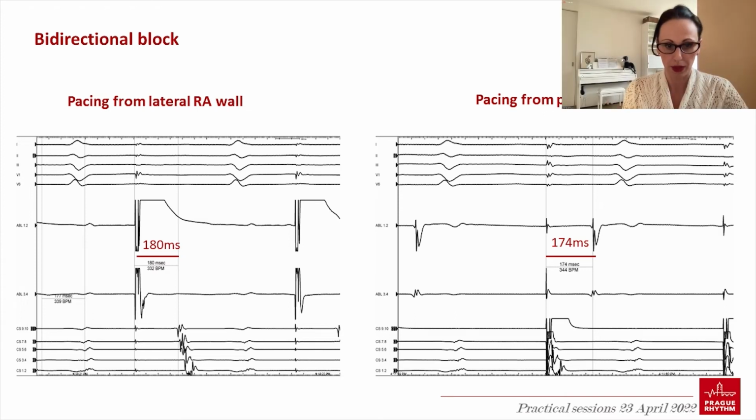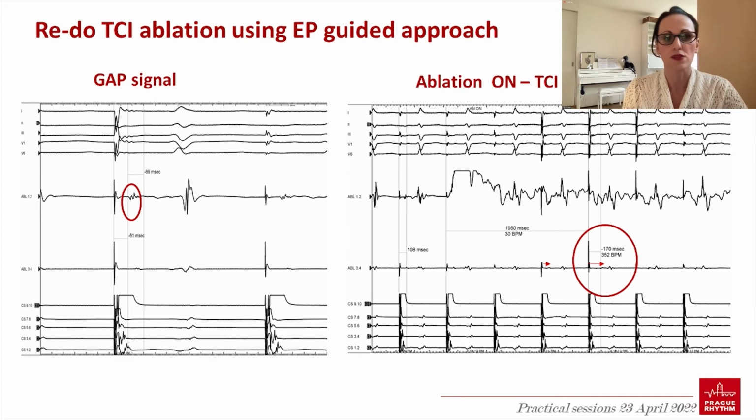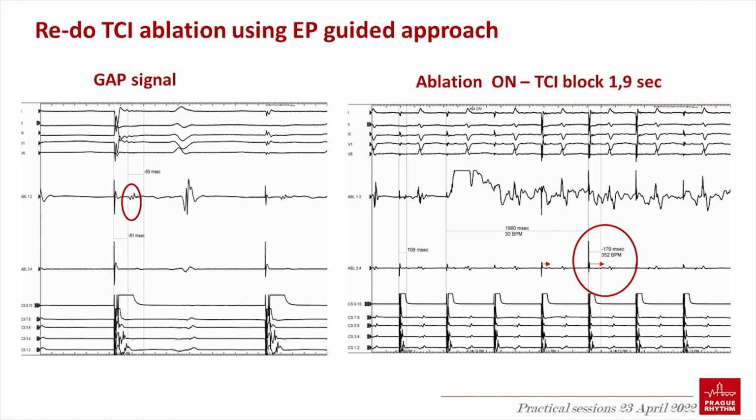Stimulation from septal part shows block, but pacing from the low right atrium results in a shorter interval, as you can see here, and it's because of slow conduction in the lateral septal direction. In case of bidirectional block, both intervals are almost the same, as you can see in this example.